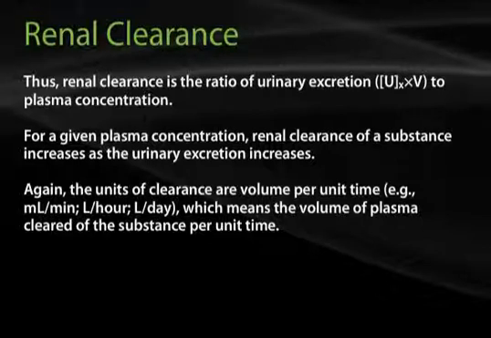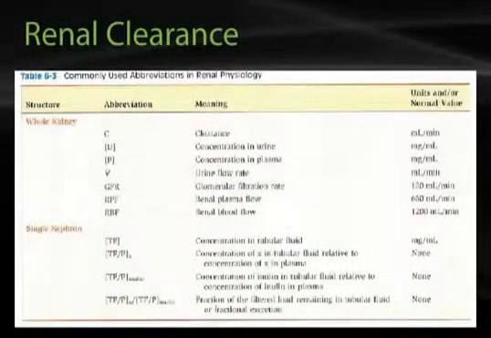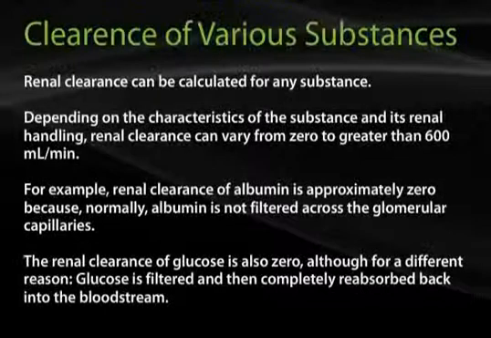For a given plasma concentration, renal clearance of a substance increases as the urinary excretion also increases. Again, the units of clearance are volume per unit time. Conventionally, this is referred to in milliliters per minute. However, this could be liters per hour or liters per day. This means the volume of plasma cleared of the substance per unit time. Renal clearance can be calculated for any substance.